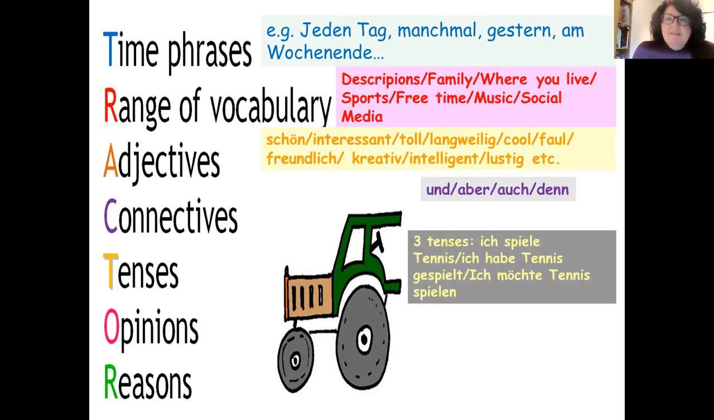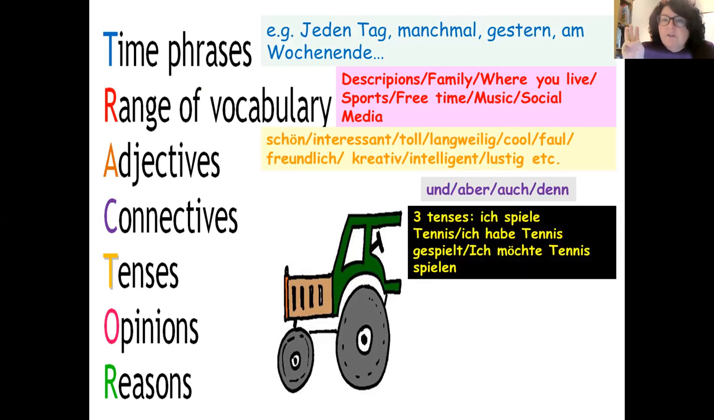Okay, and tenses. So I want you to be including 3 tenses. So our present tense, ich spiele Tennis, I play tennis. Our perfect tense, ich habe Tennis gespielt, I played tennis, or I have played tennis. And then our conditional tense, ich möchte Tennis spielen, I would like to play tennis.